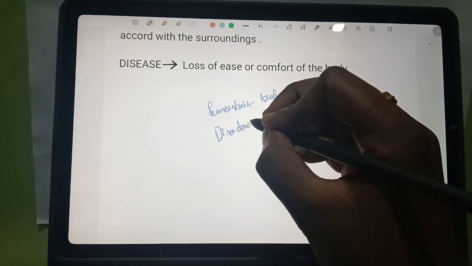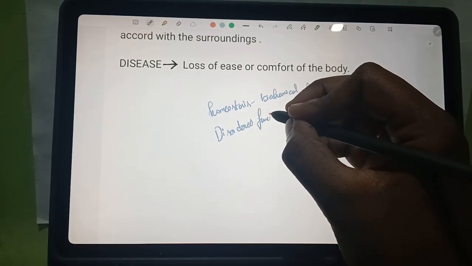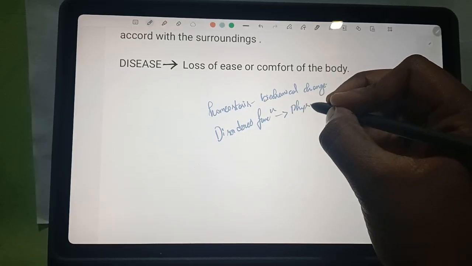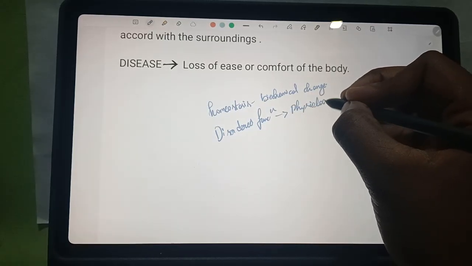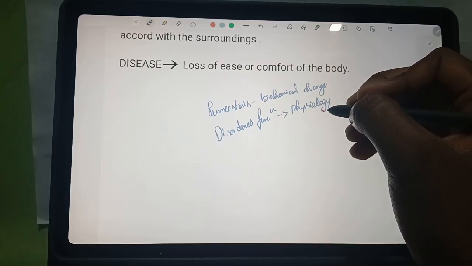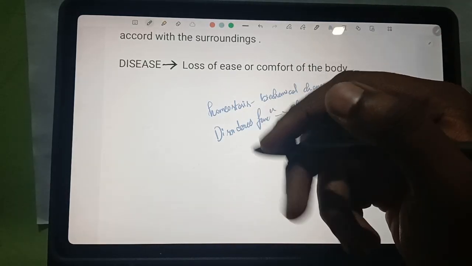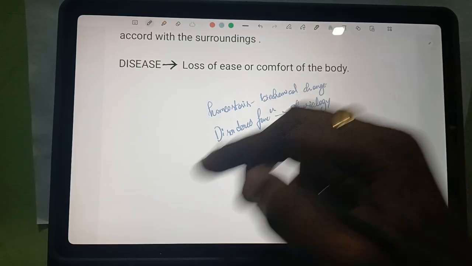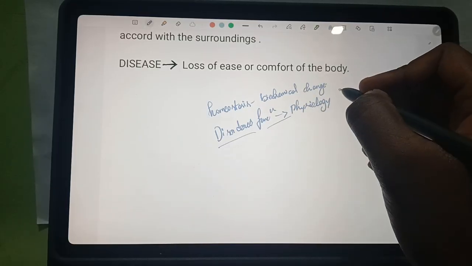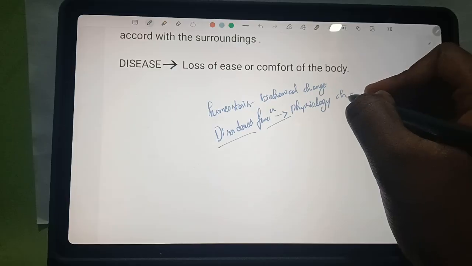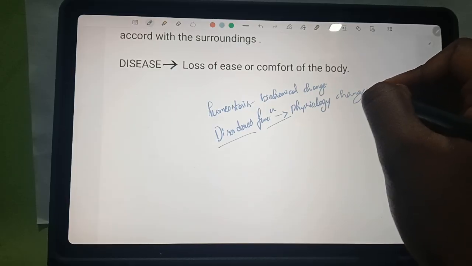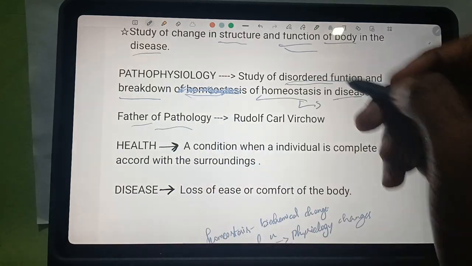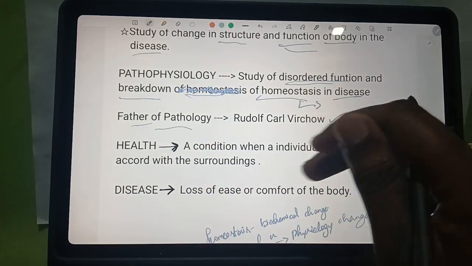Disordered functions are physiological changes. In our first year we will read about physiology, various disorders and different kinds of diseases. So disordered function means physiological changes. Then the father of pathology is Rudolf Karl Virchow.